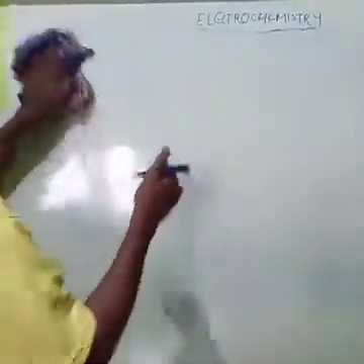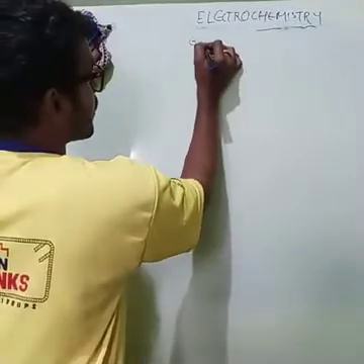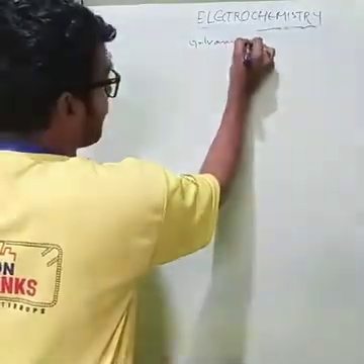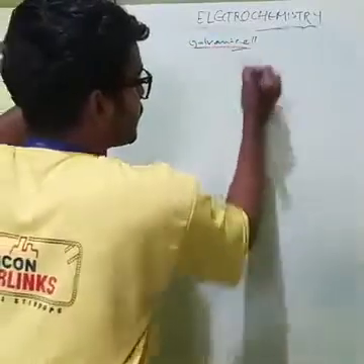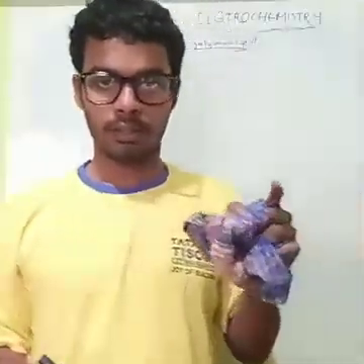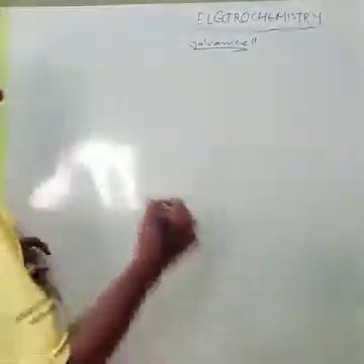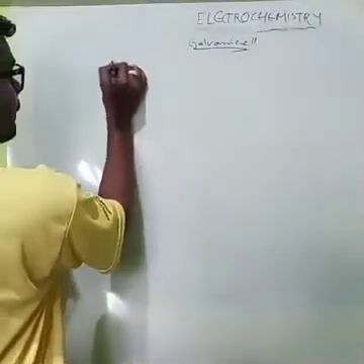Okay, so next, some terms. Galvanic cell. What is a galvanic cell? The cell or device which converts chemical energy to electrical energy. That is what a galvanic cell is. So next is electrode potential.